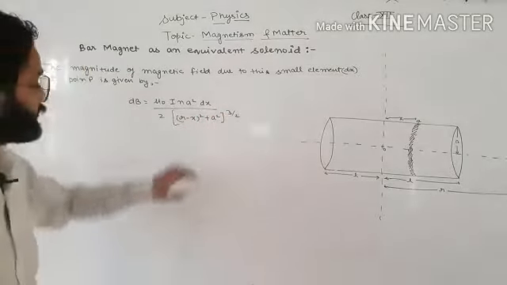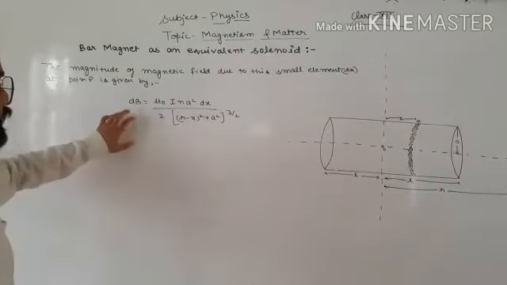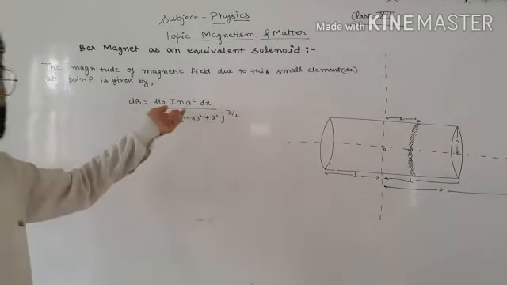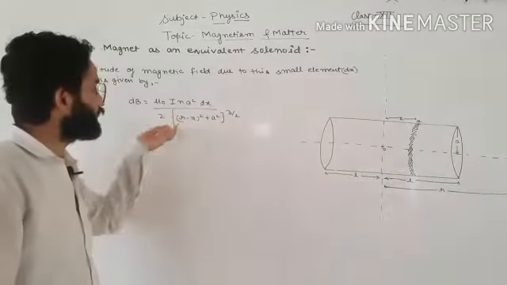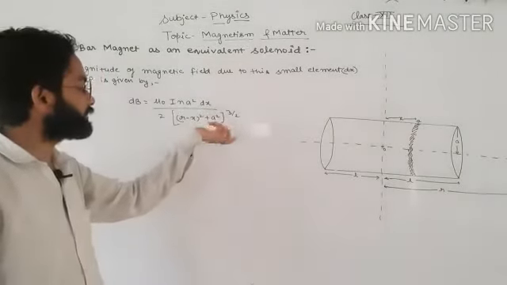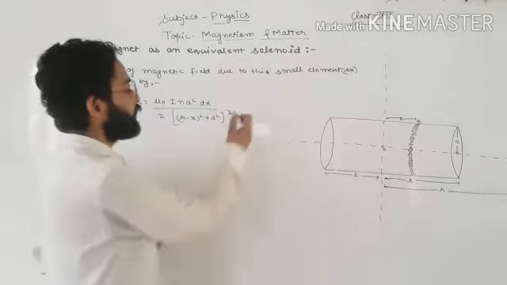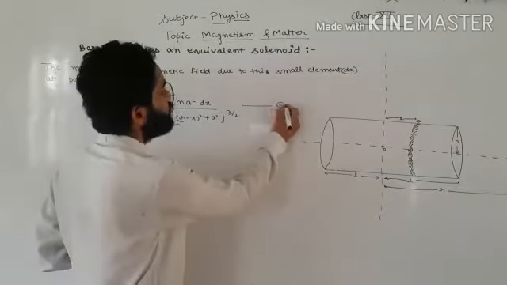We have proved this equation, and what is that equation? dB is equal to mu naught I n a square dx upon 2 times (r minus x) whole square plus a square, power 3 by 2. This one is equation number 1.